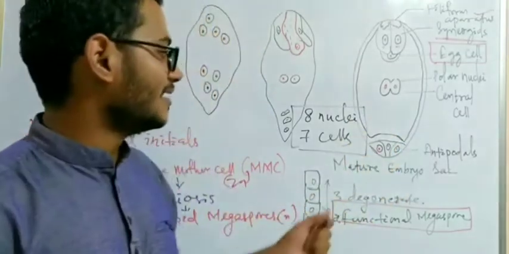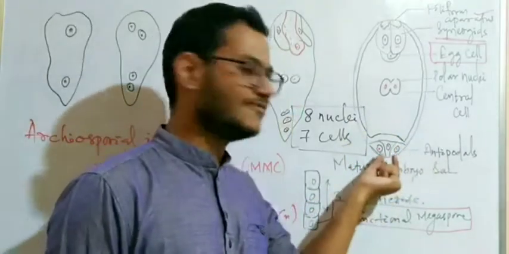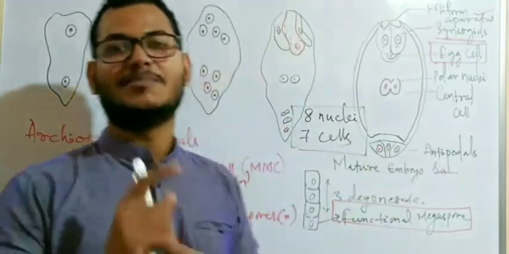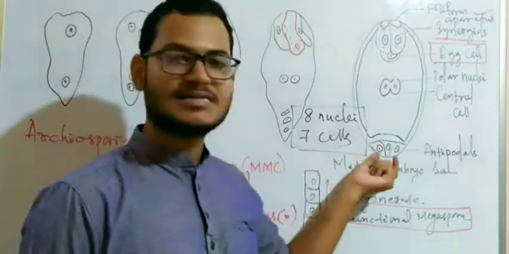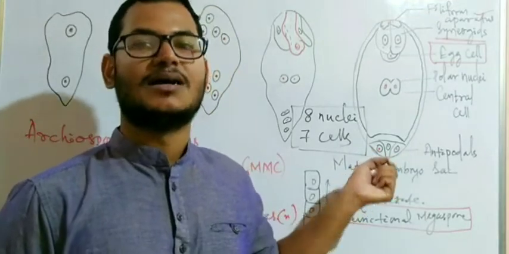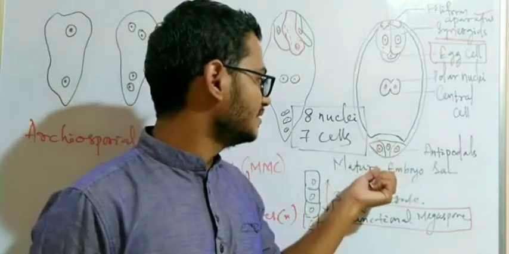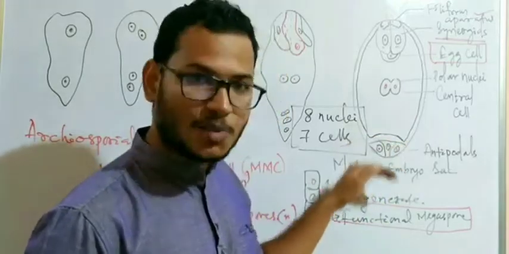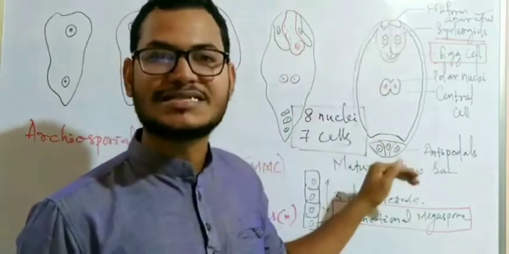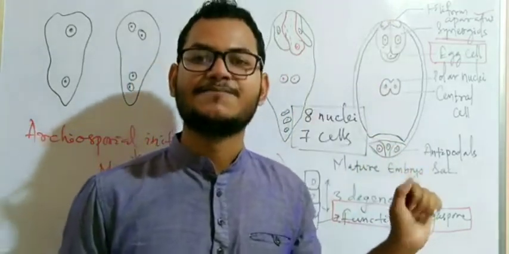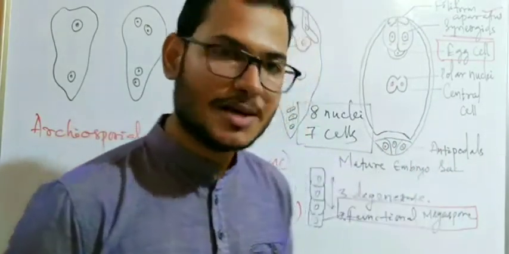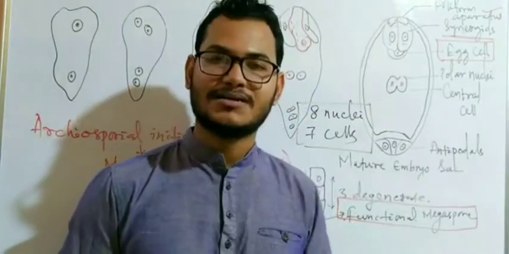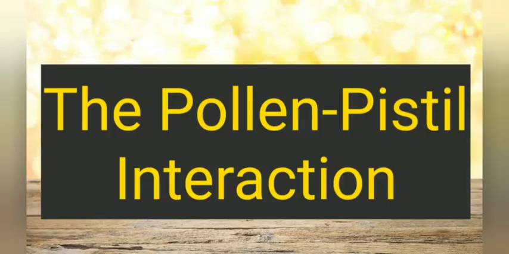At the chalazal end we have 3 antipodals having 3 different nuclei. So remember, the chalazal end has 3 cells called antipodals, and the antipodals are present opposite to the micropylar end, at the opposite side of the synergids. Clear? This is all about the structure of the embryo sac and how a mature embryo sac is developed in an angiospermic plant.